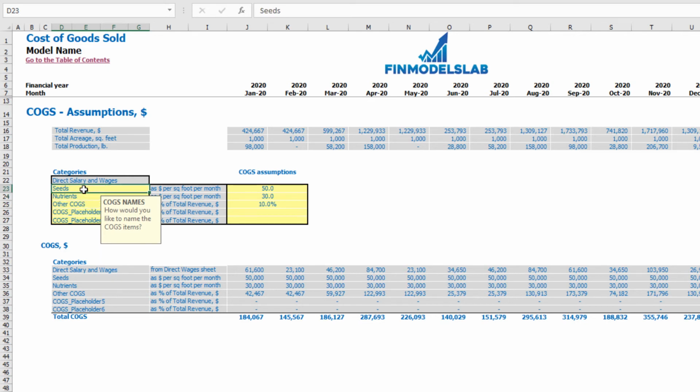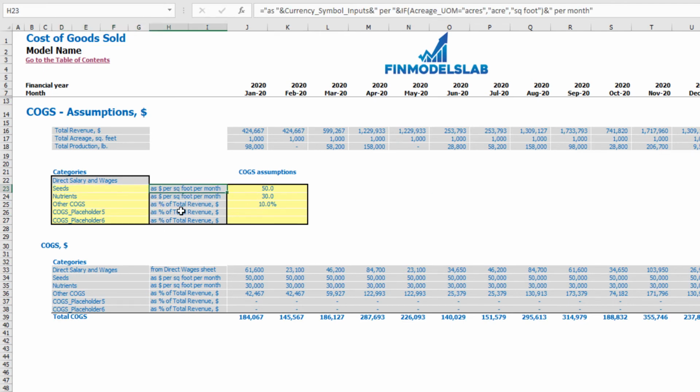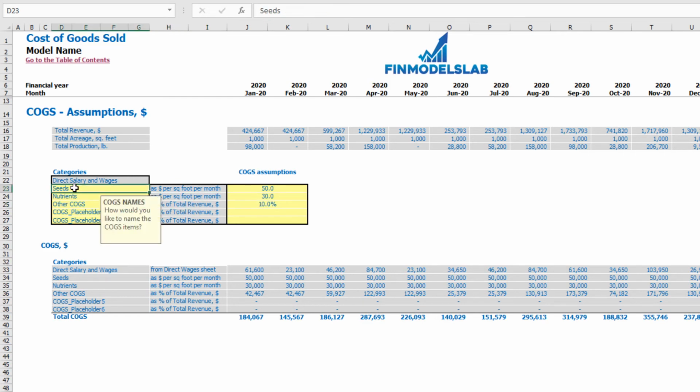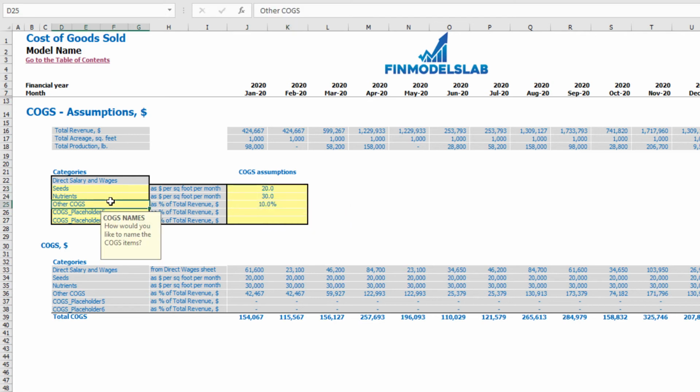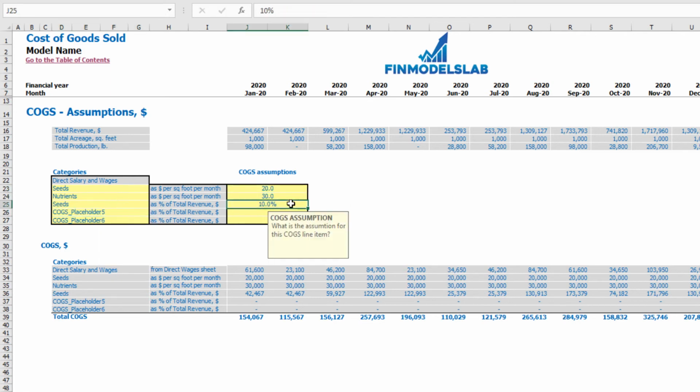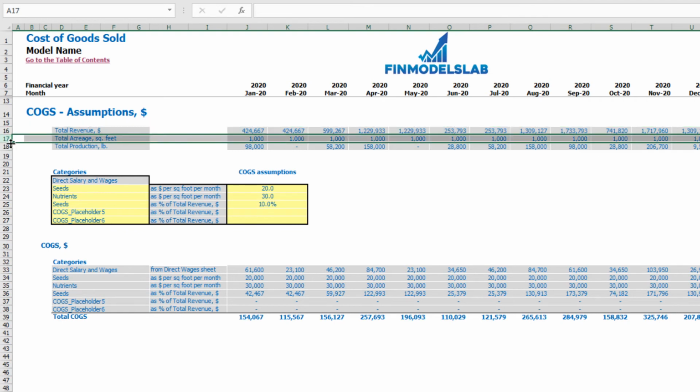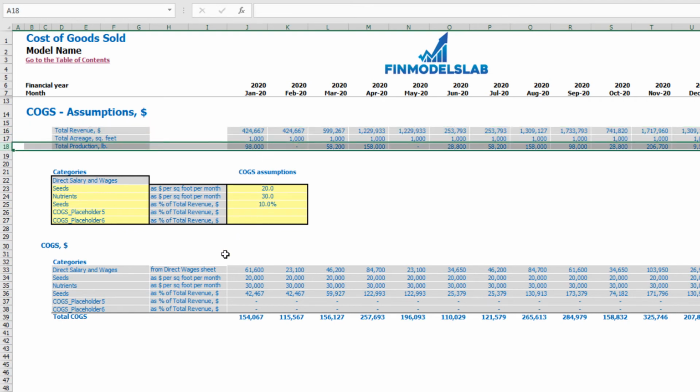If you don't need, you can just type anything you want, like type A, type B COGS, or any name you would like. And you have 2 options here, to calculate as a dollar per square foot per month or as a percentage of total revenue. So you have seeds, for example, $20 per square foot, or you can input seeds as 5% of revenue, like this. On the top you have the main drivers, like total revenue, total acreage, total production in pounds.